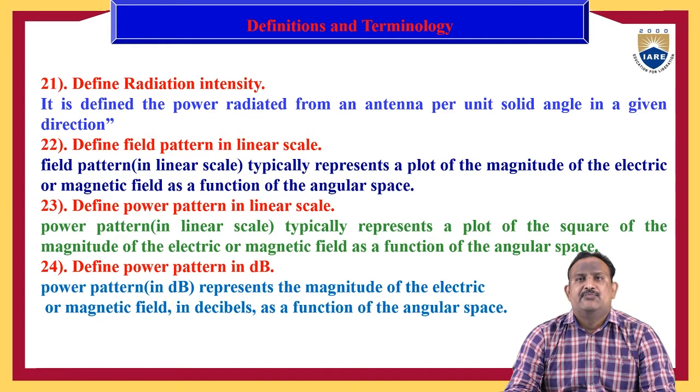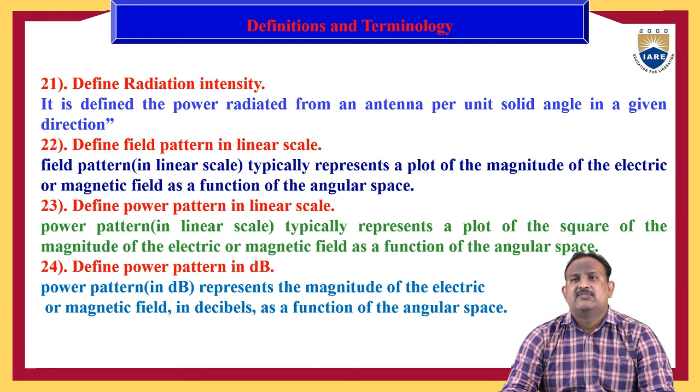Define field pattern in linear scale. The field pattern in a linear scale typically represents a plot of the magnitude of the electric or magnetic field as a function of the angular space. Define power pattern in a linear scale. The power pattern in a linear scale typically represents a plot of the square of the magnitude of the electric or magnetic field as a function of the angular space.